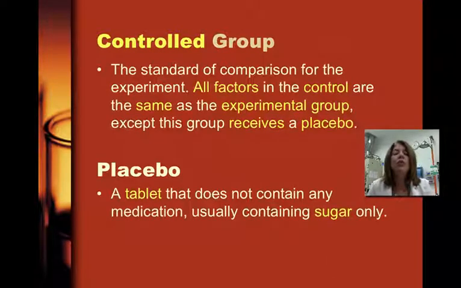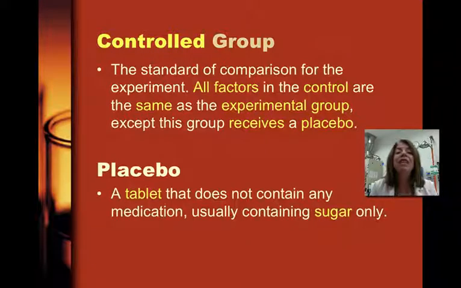Now, the two groups that we're going to have, one group is going to be referred to as the control group. That's going to be the standard of comparison. And all factors in the control group are going to be the same as in the experimental group, except the control group is going to be receiving a placebo. So if we're doing a drug test, per se, the control group would get the placebo, which would be a sugar tablet. A tablet that doesn't contain any medicine, but it looks identical to the medicine, the capsule or whatnot that the medicine is contained in.